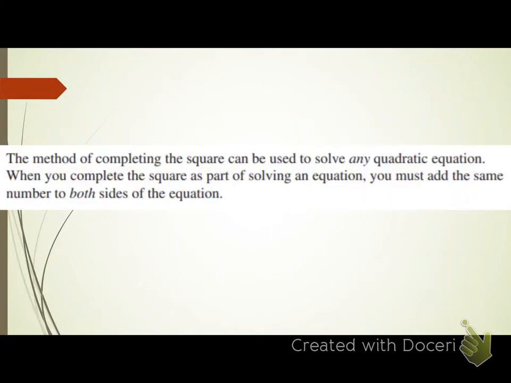So the method of completing the square can be used to solve any quadratic equation. When you complete the square as part of solving an equation, imagine that we have an equation now. If I do something to one side of the equation, what do I have to do to the other? Got to do the same thing, right? So when I'm completing the square, I've got to add the same number to both sides of the equation. To keep my equation equivalent, whatever I do to one side, I've got to do it to the other to keep it balanced. Okay with that concept?